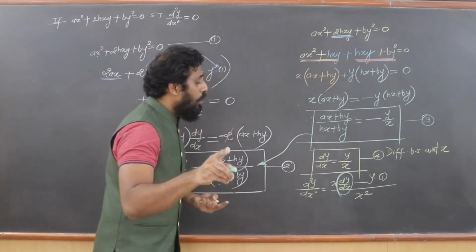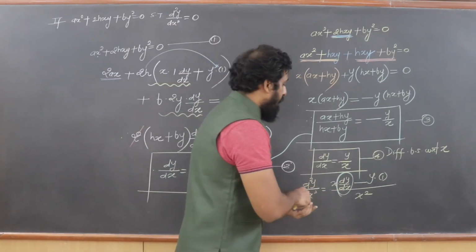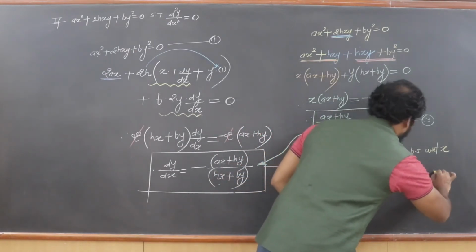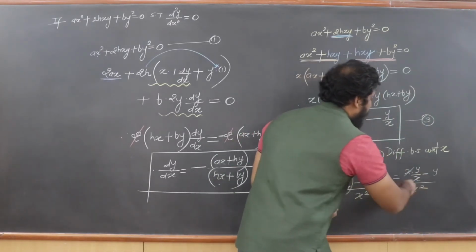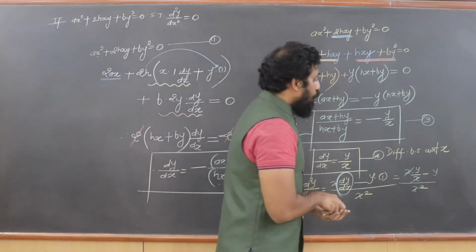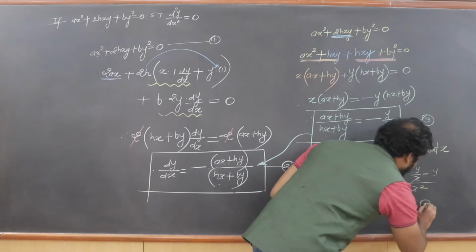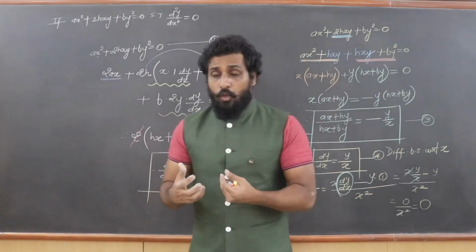Note down the steps, students, what I did here. What is dy by dx? It is y upon x. So I can write the next step as x into y upon x minus y upon x square. So what cancels over here? X and x cancel. What is y minus y? It is going to be 0. So I get 0 upon x square. And what is 0 upon x square? The answer came 0. So haven't you got the solution over here?